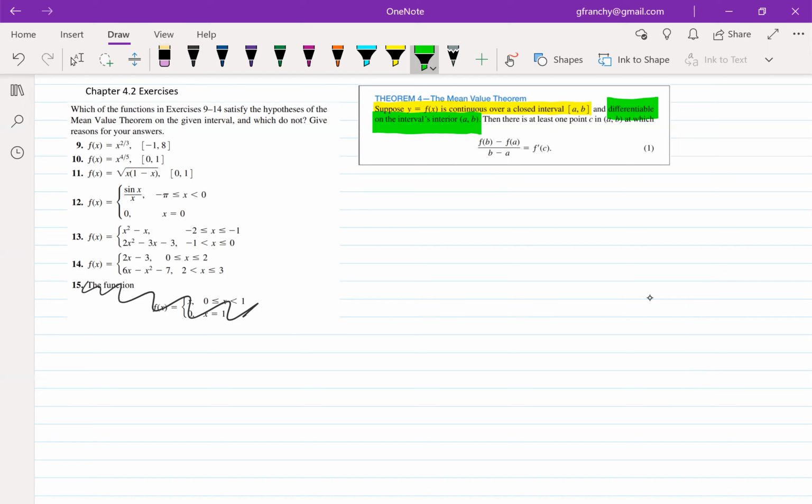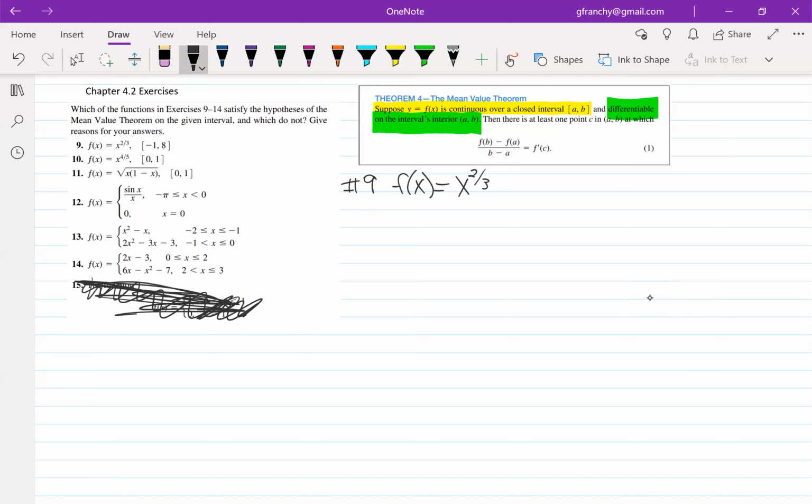And they didn't ask us to figure out what value or values of C fall on the interval such that it's true. They just want us to make sure that we know whether or not the mean value theorem would apply in the various cases here. So, taking a look at number 9.